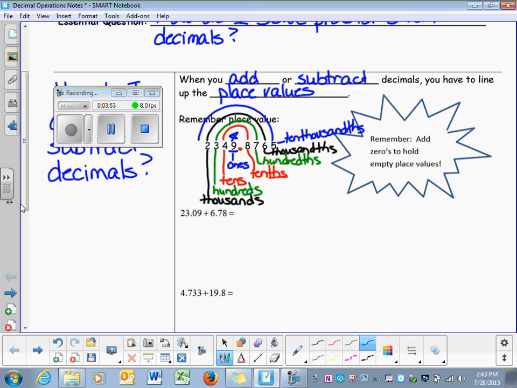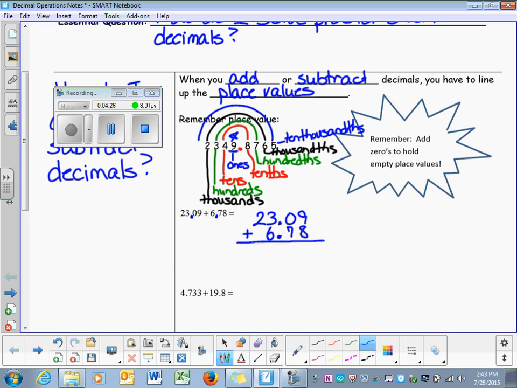Let's take a look at our first problem here. It is critical that we line up the decimal point when we're adding and subtracting numbers with decimals in them. So I am most interested in these decimal points right here. 23.09. Now my next number has to have the decimal point right underneath. And I need to line up my columns. So the 6 will go underneath the 3, the 7 underneath the 0, and the 8 underneath the 9.